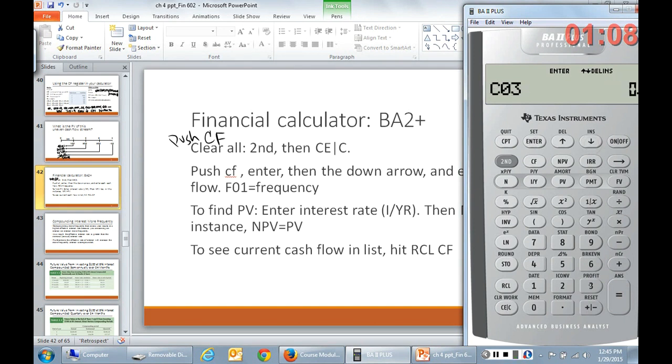Cash flow at time period 3 is 300. Enter and the down arrow twice. Cash flow at time period 4 is a negative 50. So 50, negative, and enter. You push the NPV button, enter the discount rate. Here that was 10%. Enter, down arrow, and compute. And you get the same answer, $530.08. Well, 9 cents. The other one didn't round correctly.